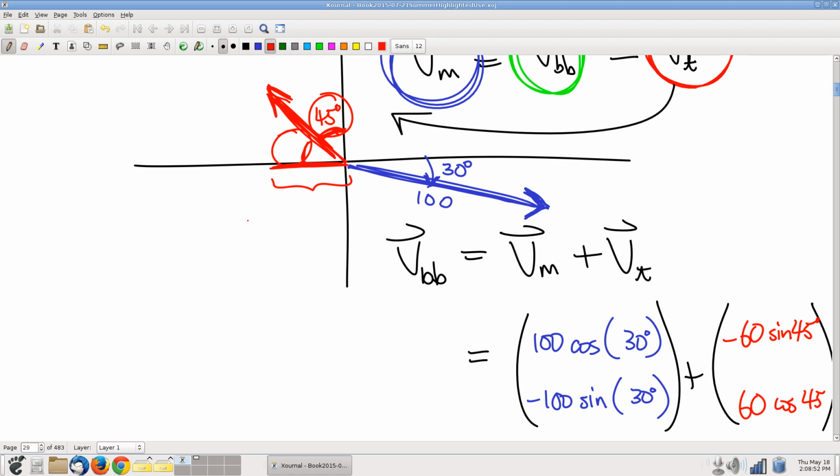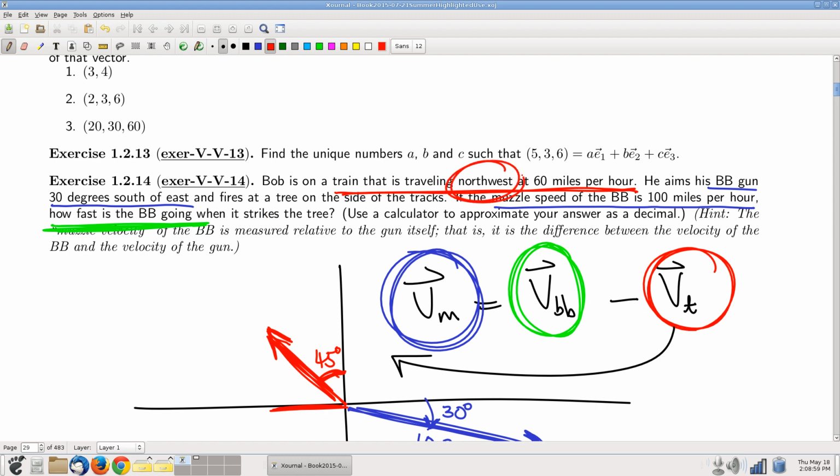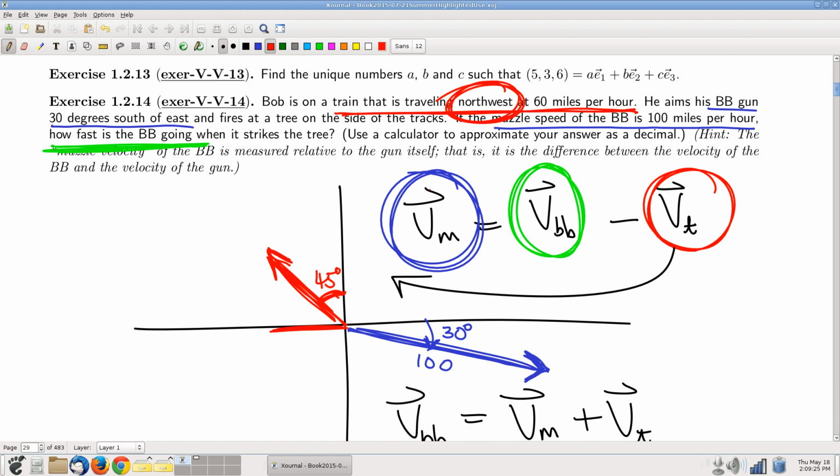You had a question? Yeah, I was going to ask where you got the 45 degrees from. Well, that was given in the statement of the question. It's traveling northwest. So you're supposed to interpret it that it's exactly northwest. In any situation like this, if we don't interpret northwest to mean exactly northwest, then we don't have enough information to answer the question. And so the only plausible interpretation of the intent of the question is that it's supposed to be exact.